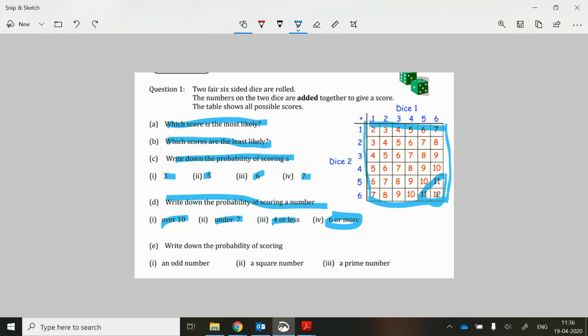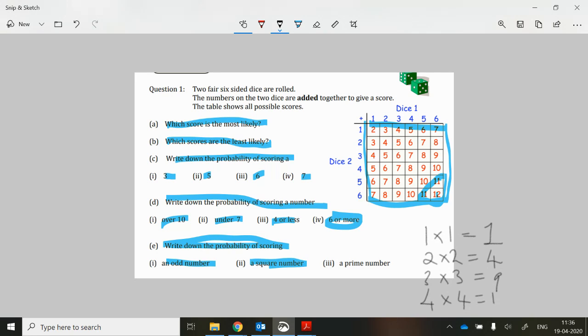Okay, right. For part E, it says write down the probability of scoring an odd number. Well, we know odd numbers are 1, 3, 5, 7, and 9, anything which ends in those digits. So you just again need to count those up. A square number, okay, so we've done an odd number. A square number, so square numbers are 1 times 1, so we're looking for 1. 2 times 2, so we'd be looking for 4 in there. 3 times 3, so we'd be looking for 9 in there. And 4 times 4, you won't find in there because you can't get a 16.